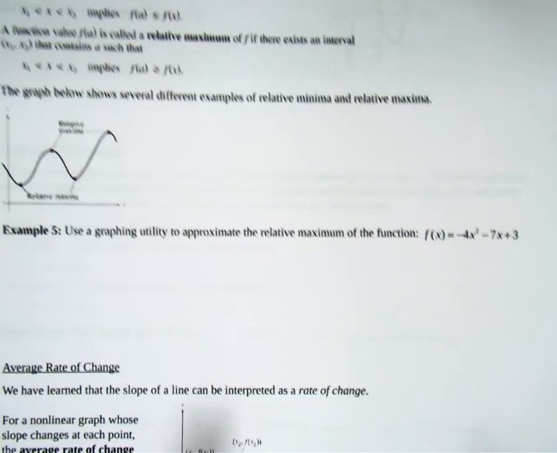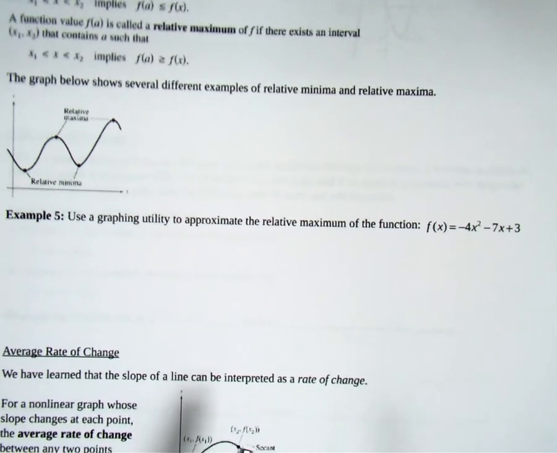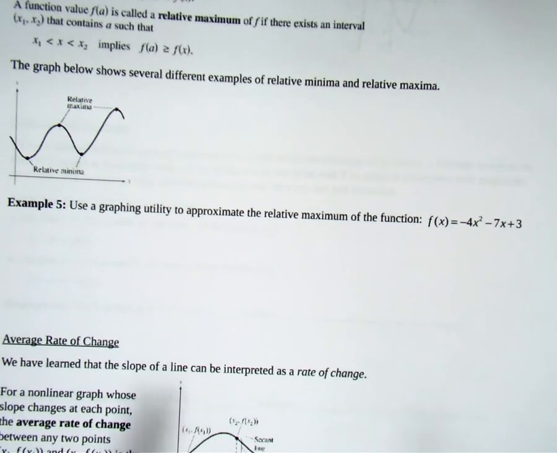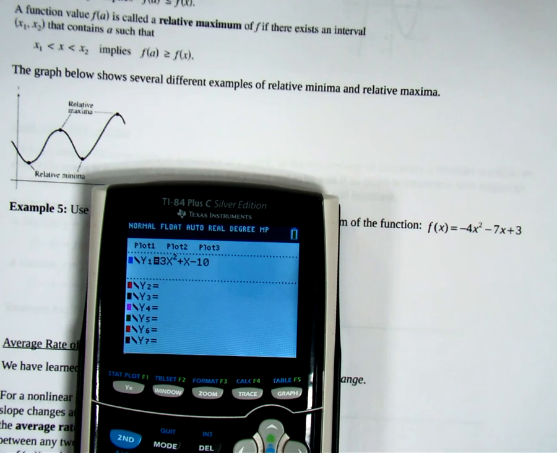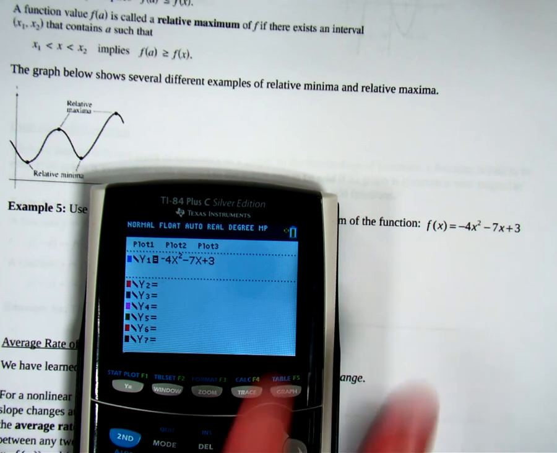Use a graphing utility to approximate the relative maximum of -4x squared minus 7x plus 3. All right, so we're going to type it into the calculator. Y equals, clear this one out, -4x squared minus 7x plus 3, graph.